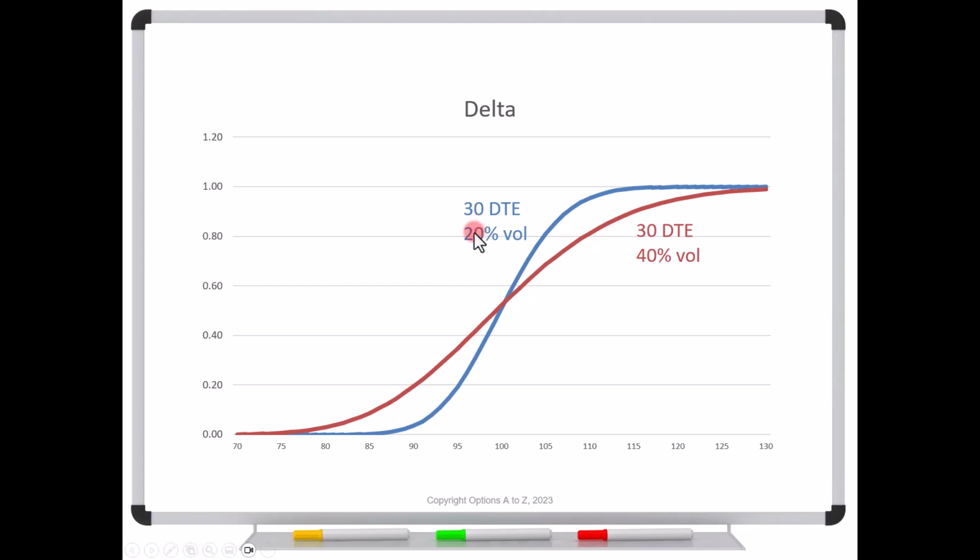But watch what happens if we make the 30-day option, if we instead purchased 120 days. We bought a 4-month option, still at 20%. What happens to this blue curve? Well, it's going to look exactly like the 30-day option at 40% volatility. So by buying 4 times the amount of time, I can make the low volatility option have the same delta characteristics as a higher volatility stock.